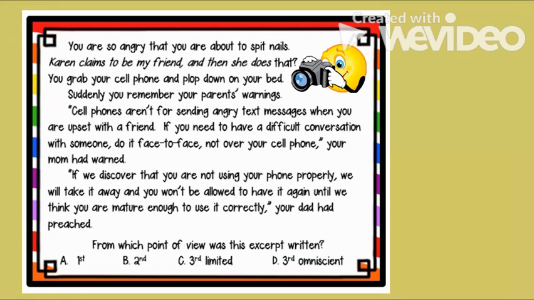You are so angry that you are about to spit nails. Karen claimed to be my friend, and then she does that. You grab your cell phone and plop down on your bed. Suddenly, you remember your parents' warnings. Cell phones aren't for sending angry text messages when you are upset with a friend. If you need to have a difficult conversation with someone, do it face to face, not over your cell phone, your mom had warned. If we discover that you are not using your phone properly, we will take it away and you won't be allowed to have it again until we think you are mature enough to use it correctly, your dad had preached.